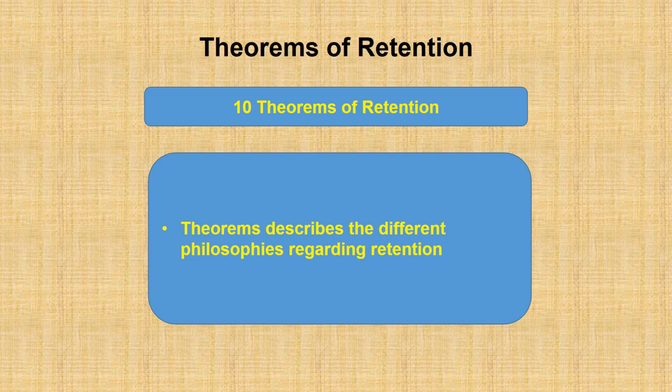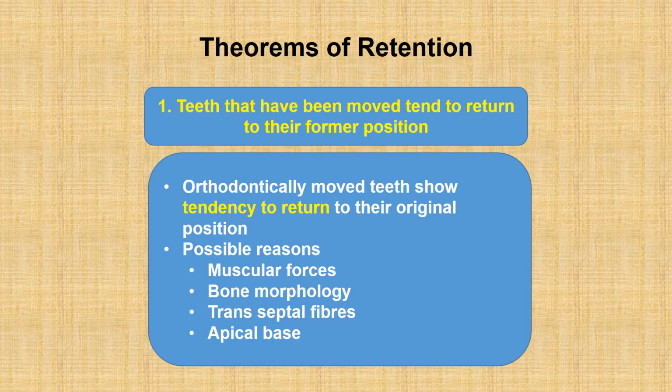Now, 10 theorems of retention have been put forward to describe the different philosophies regarding retention. Okay, let's have a look at some of these theorems. Okay, now one, teeth that have been moved tend to return to their former position. Now, orthodontically moved teeth show a tendency to return to their original position. Now, this tendency can be due to possibly muscular forces, bone morphology, the transeptal fibers, and the position of the teeth over the apical base.